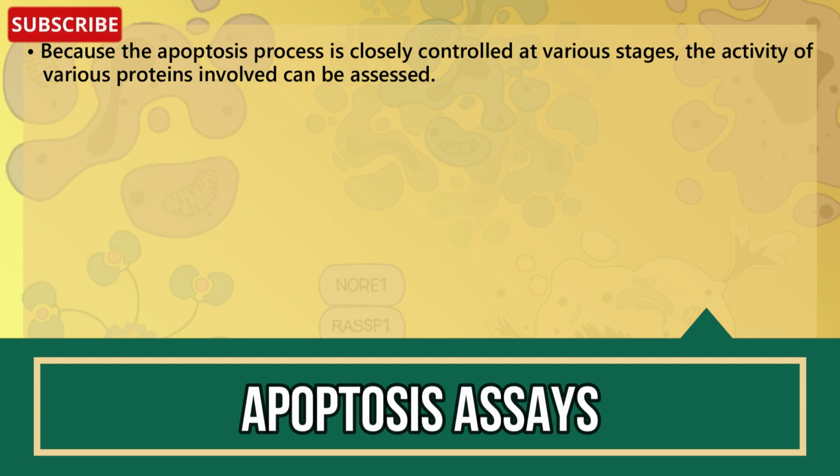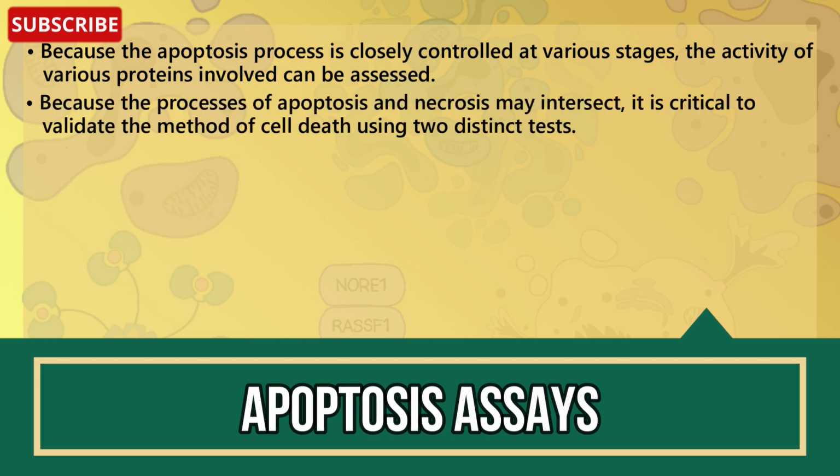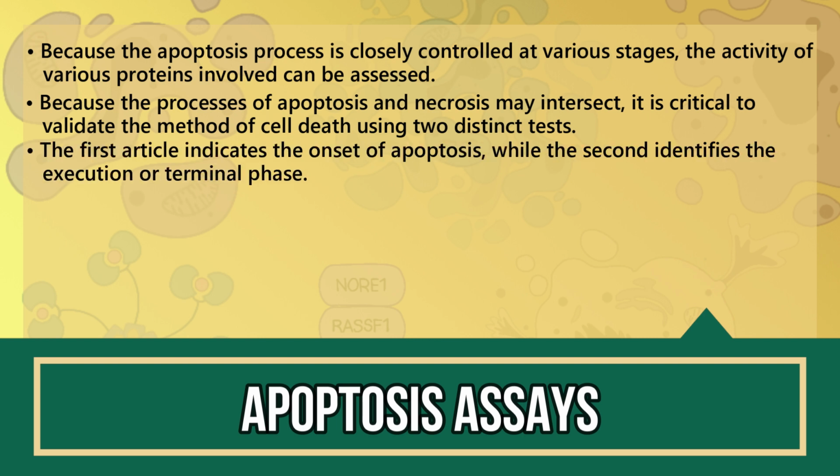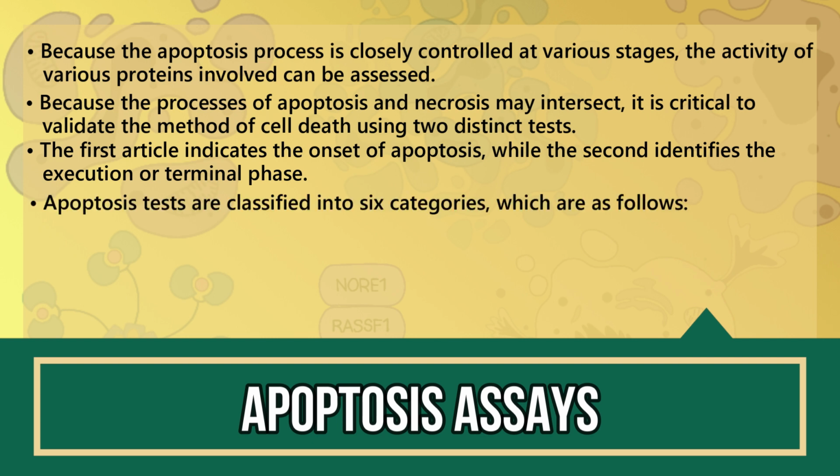Because the apoptosis process is closely controlled at various stages, the activity of various proteins involved can be assessed. Because the processes of apoptosis and necrosis may intersect, it is critical to validate the method of cell death using two distinct tests. The first test indicates the onset of apoptosis, while the second identifies the execution or terminal phase. Apoptosis tests are classified into 6 categories, which are as follows.